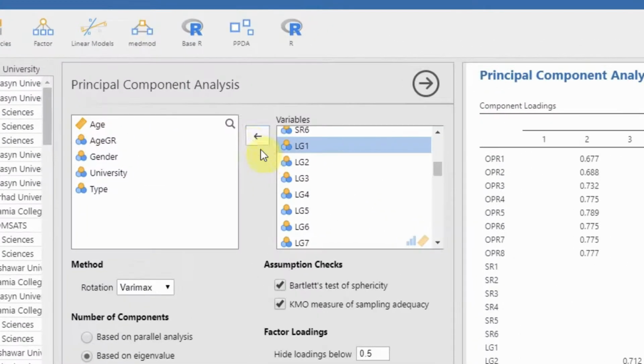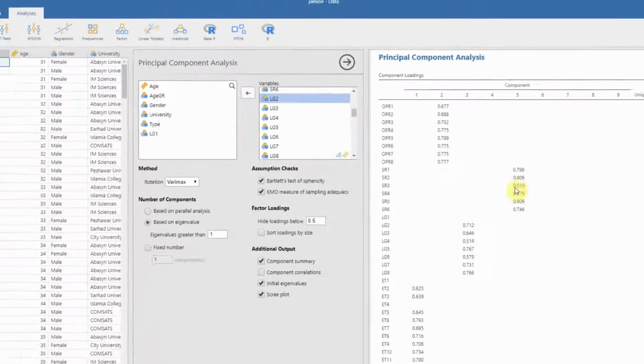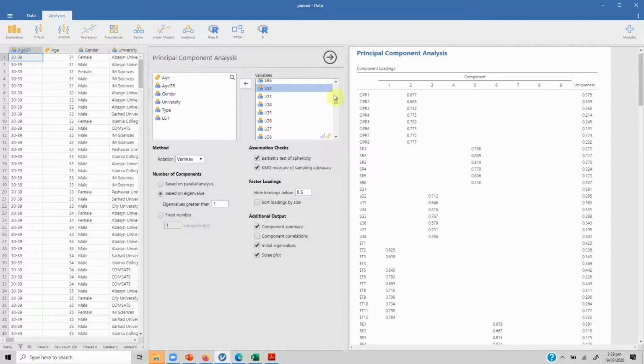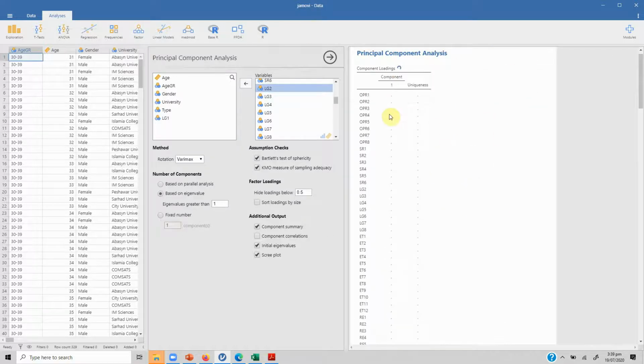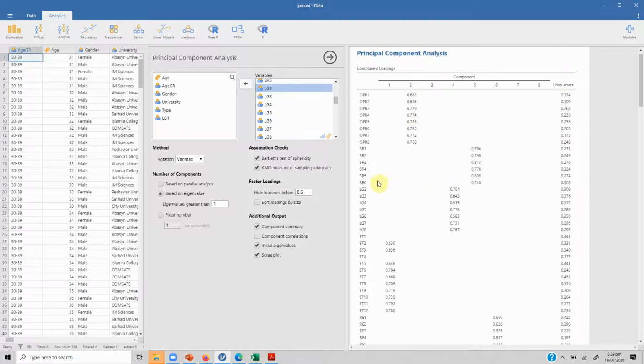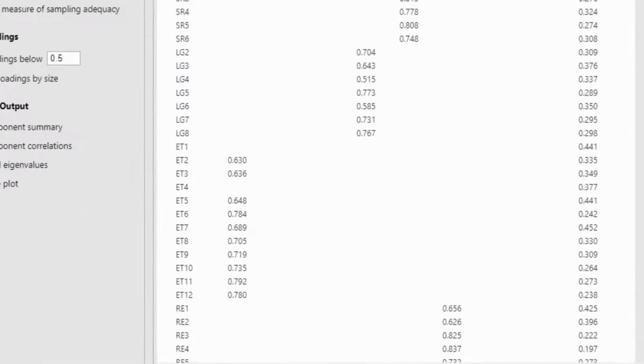So let's say LG1 removed, and let's see what happens to the structure matrix. This is your matrix with all these values as your loadings. The end is uniqueness, so commonality is 1 minus uniqueness. Now LG1 gone, all items now loading. ET1, there is no loading for ET1, so let's remove.